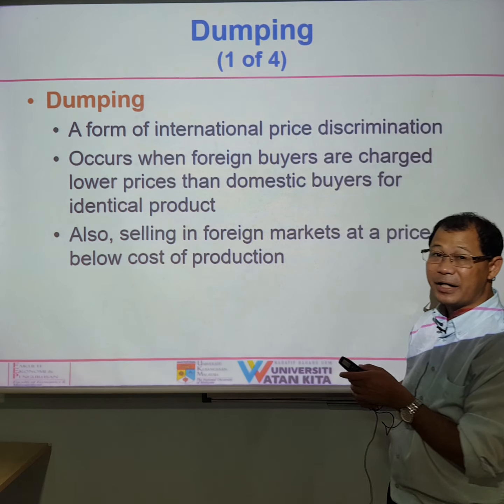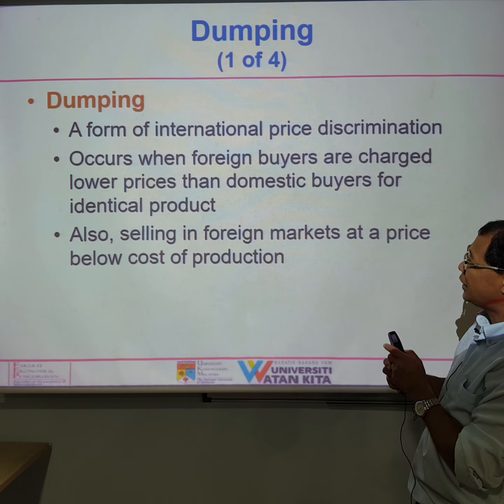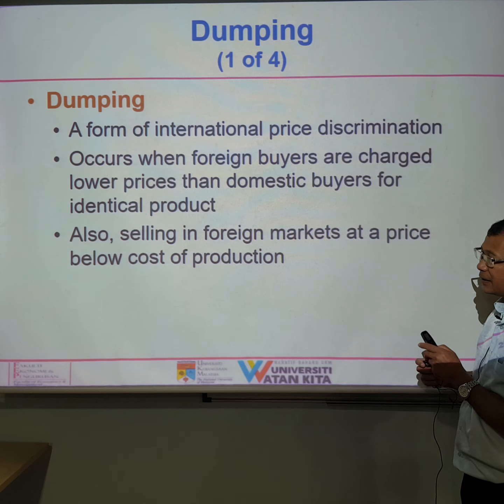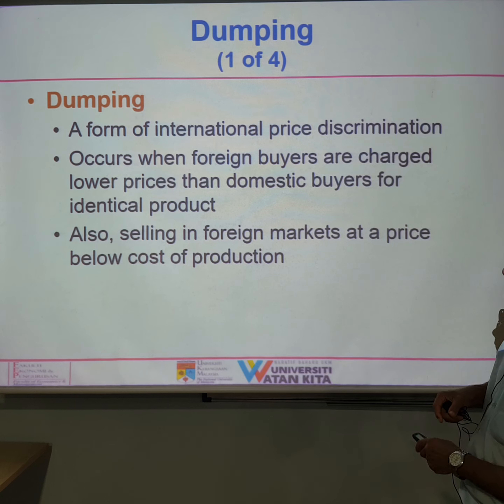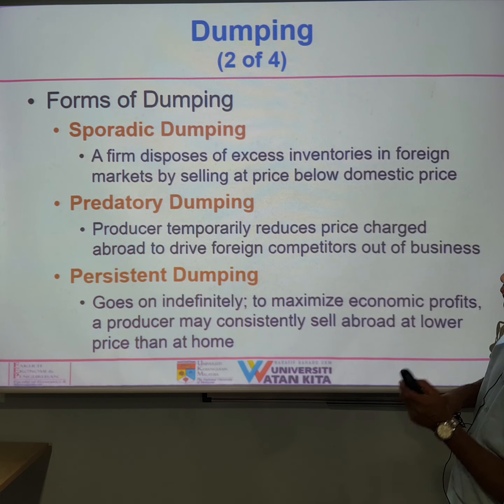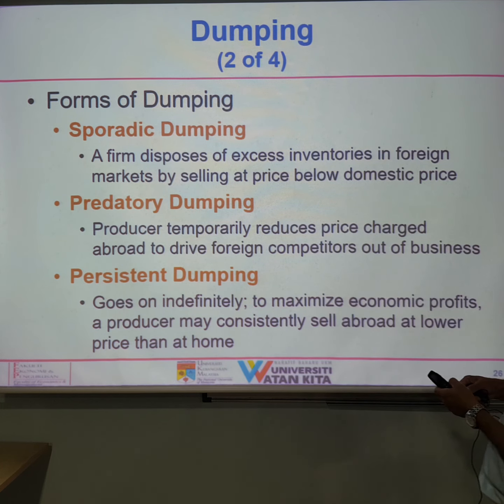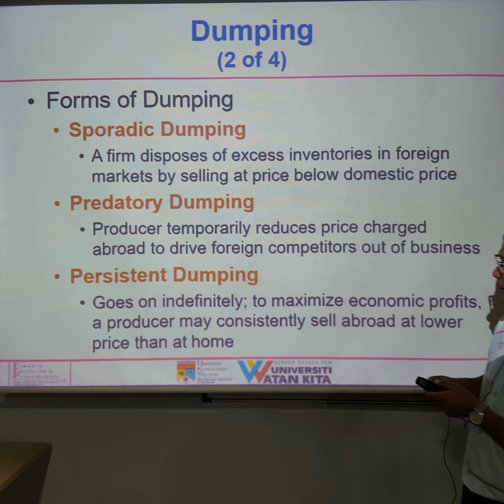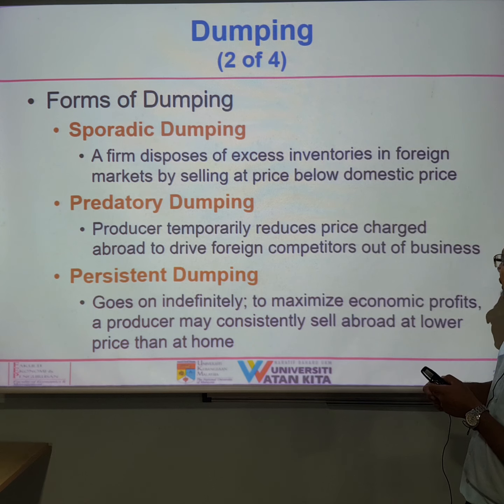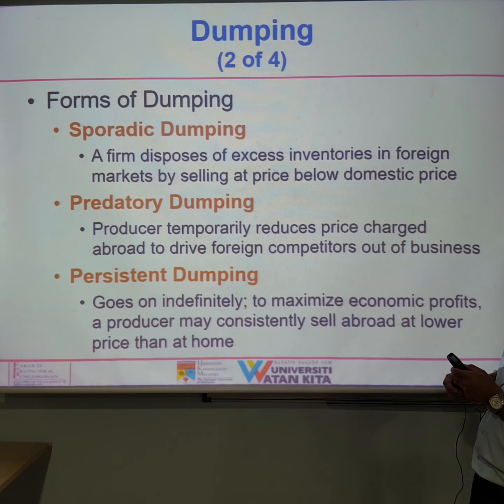Next, subtopic: dumping. A form of international price discrimination that occurs when foreign buyers are charged lower prices than domestic buyers for identical products, also selling in foreign markets at a price below the cost of production. There are several forms of dumping. Sporadic: firms dispose of excess inventories by selling below price. Predatory: producers temporarily reduce prices charged abroad to drive foreign competitors out of business. Persistent: dumping goes on indefinitely to maximize economic profits.